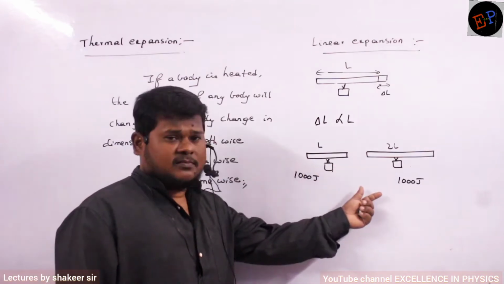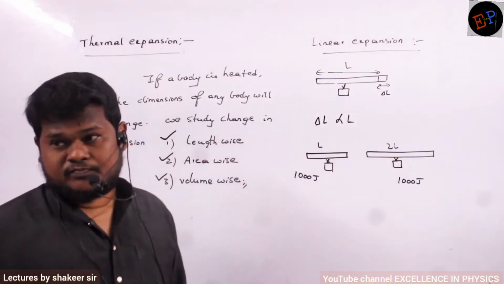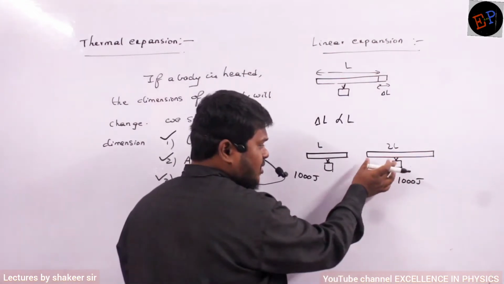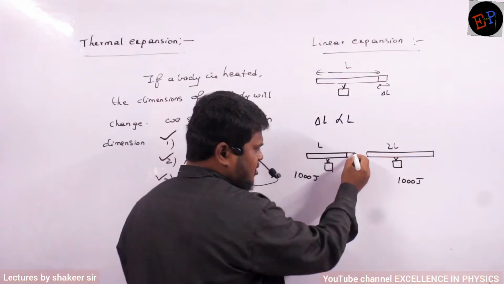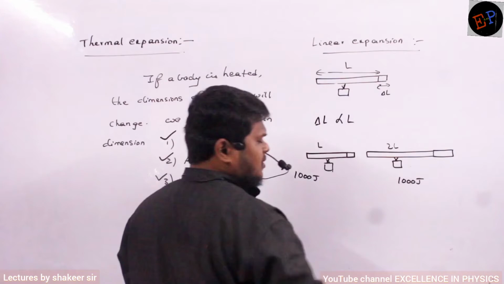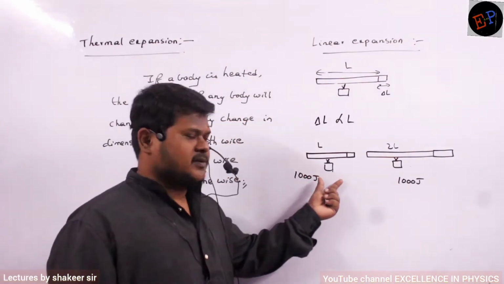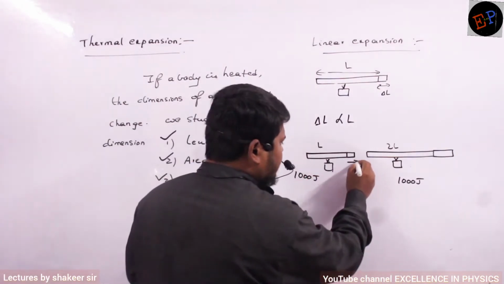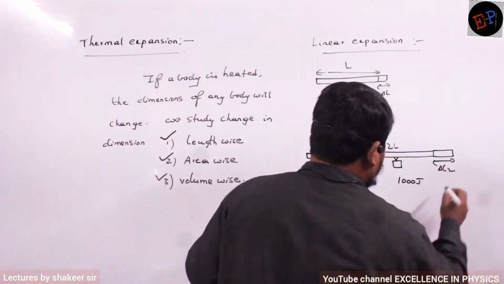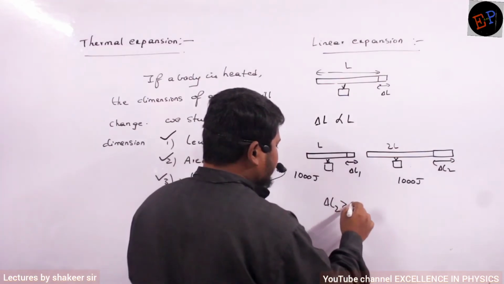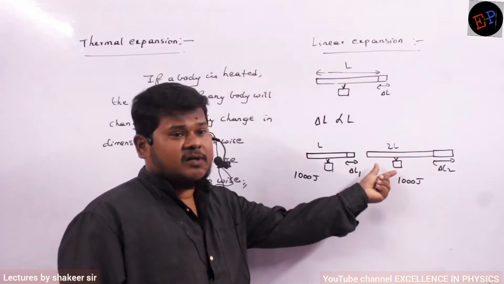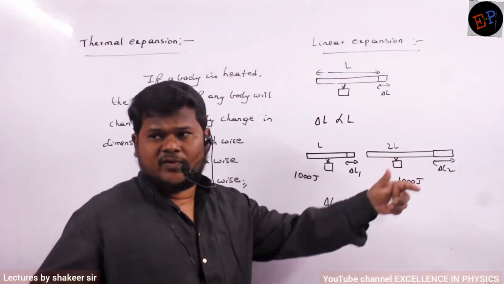Then in which condition will the length rise by a bigger value? Here the change in length will be bigger. Why? Because its original length is bigger, no? Here the change in length will be only this much, but here the change in length may be a bigger value when compared to this. Understood, no? If I consider this delta L1 and this delta L2, definitely I can say delta L2 will be greater than delta L1. What is the reason? The initial length of the rod is bigger, so its expansion also will be bigger.